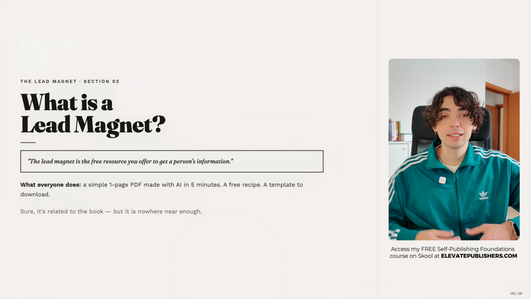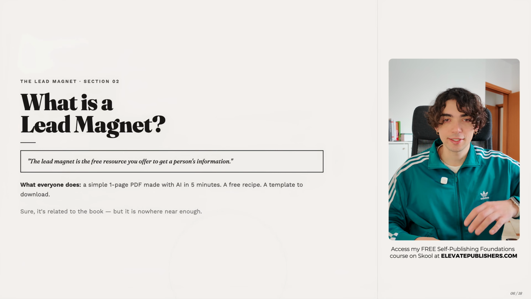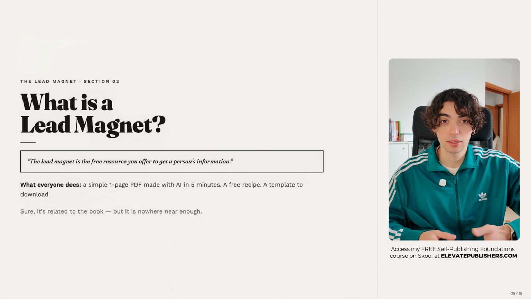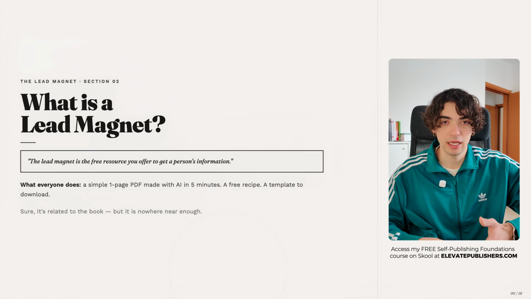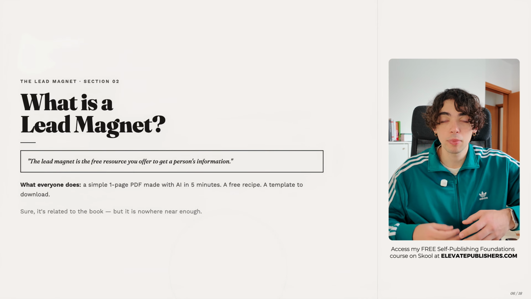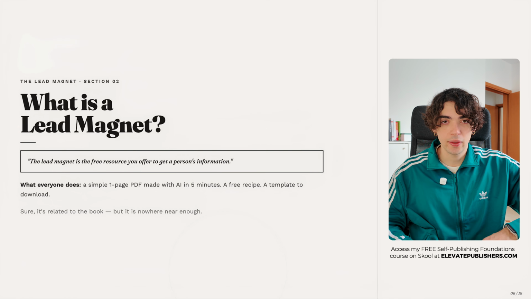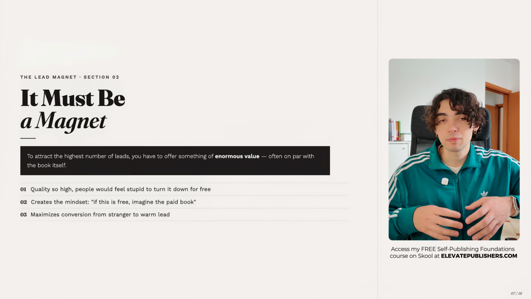I'm talking about the lead magnet, which is that free resource you offer to get a person's information. What everyone does is this: they create a simple one-page PDF, maybe made entirely with AI in 5 minutes. For example, someone who publishes a recipe book might offer one extra free recipe as a lead magnet. Or in high content books where something is explained, they include a free template to download. Sure, it might be something useful and related to what you sold, but the truth is that the lead magnet, as the name suggests, must be a magnet.